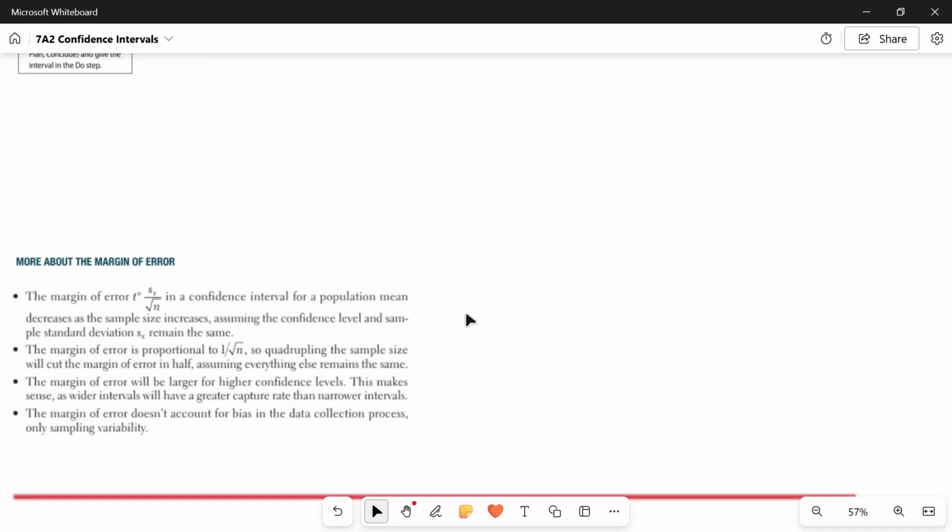So essentially, if you quadruple the sample size, you're going to cut the margin of error in half, assuming everything else remains the same. Also, the margin of error will be larger for higher confidence levels. That makes sense because wider intervals will have a greater capture rate than narrower intervals. And then finally, the margin of error doesn't account for bias in the data collection process. It only accounts for sampling variability.